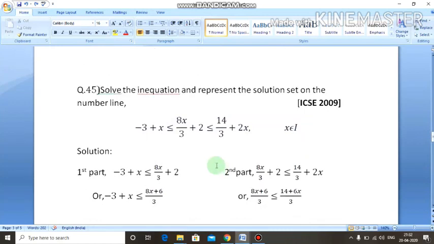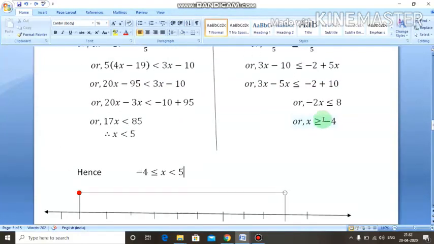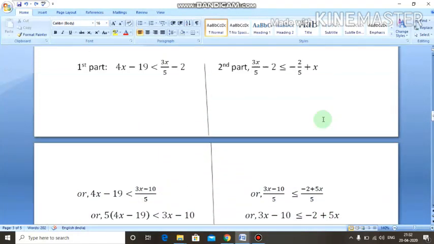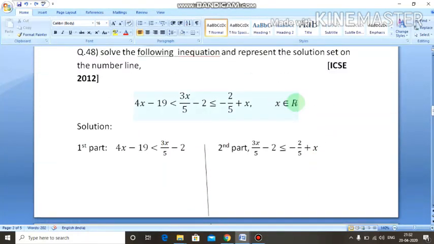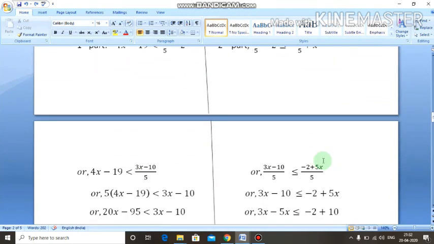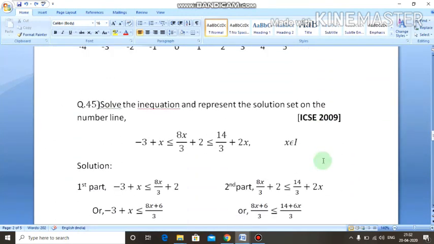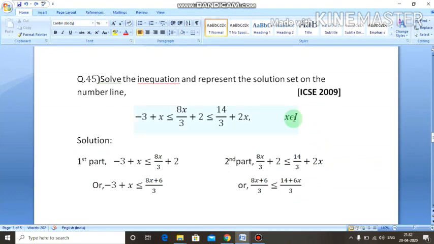Next question: solve the inequalities and represent the solution set on the number line. In this question, x belongs to I, this is very important. In the above problem, you had to choose x from the real line, but for this problem you have to choose the solution from integers. So again we will solve by dividing into two parts.